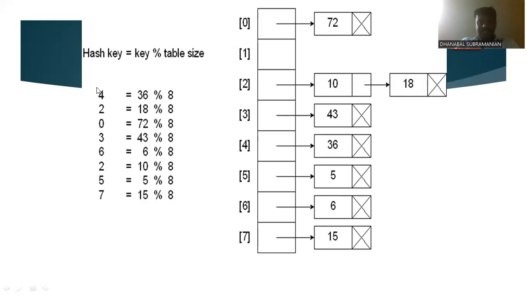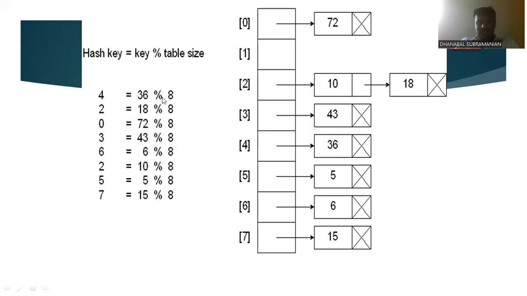How to generate the hash key value: 36 is the actual data, modulus 8. 8 is the number of array index positions, from 0 to 7. So I have 8 positions. 36 modulus 8, the remainder is 4, so the hash key value of 36 is 4. Then 18 modulus 8 gives 2. 72 modulus 8 gives 0. 43 modulus 8 gives 3. 6 modulus 8 gives 6. 10 modulus 8 gives 2. 5 modulus 8 gives 5. And 15 modulus 8 gives 7.